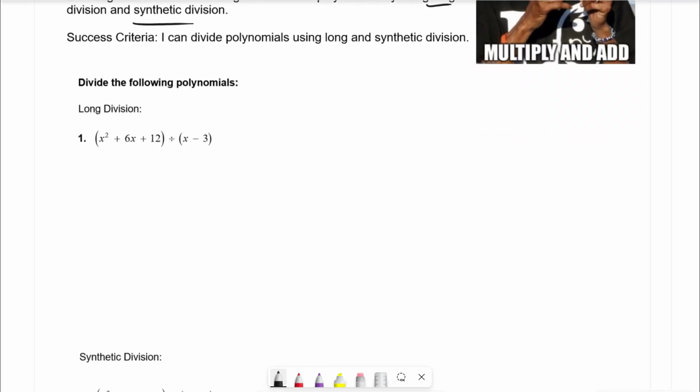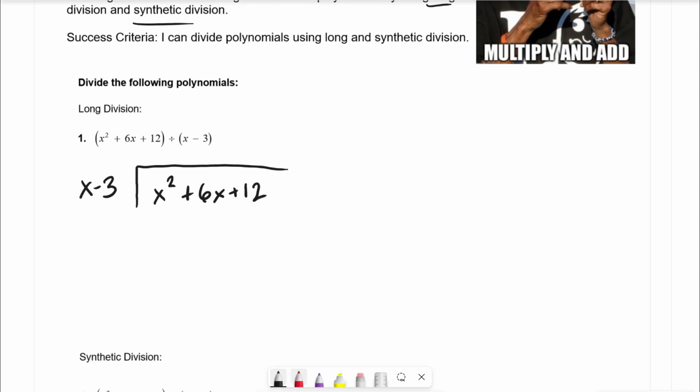Setting up the long division with algebraic expressions is exactly the same as we did with the numerical expressions. We take this part here and set it up on the outside of our division symbol. Then we take the first expression and put it on the inside. So we've got x squared plus 6x plus 12, and that is being divided by x minus 3.